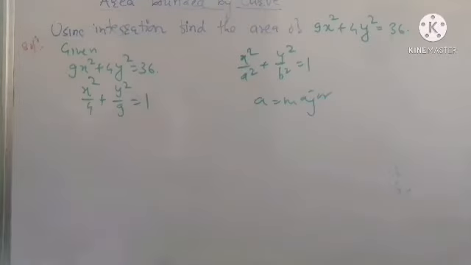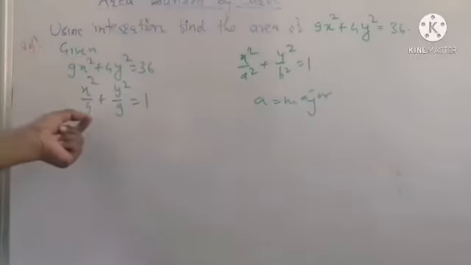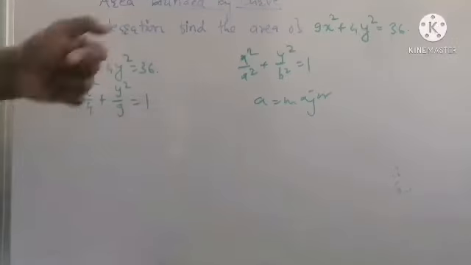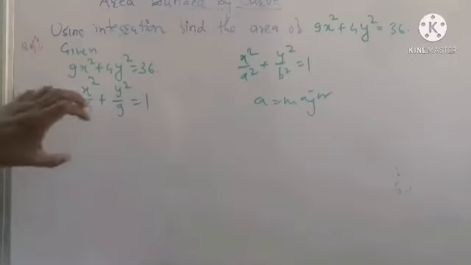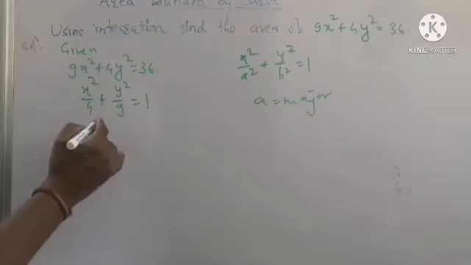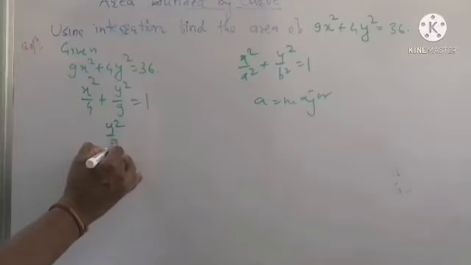As this equation of the ellipse has a² equal to 4, it means the semi-major axis is the root of 4, that is 2. But we have to find the area of this ellipse using integration. So as this is an implicit function of x and y, we convert it to explicit form, that is y in terms of x only. So we first separate y²/9 on the left hand side.